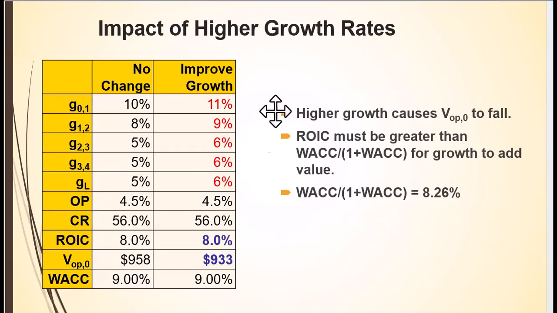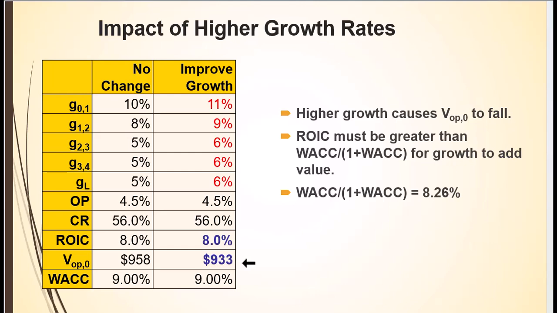So let's look at what happens if we just change sales growth. Increase all the percentages by 1%. This higher growth causes the actual value to fall, right? So now we still have this return on invested capital still less than this 8.26%. So we see that overall the value of the company will continue to fall.